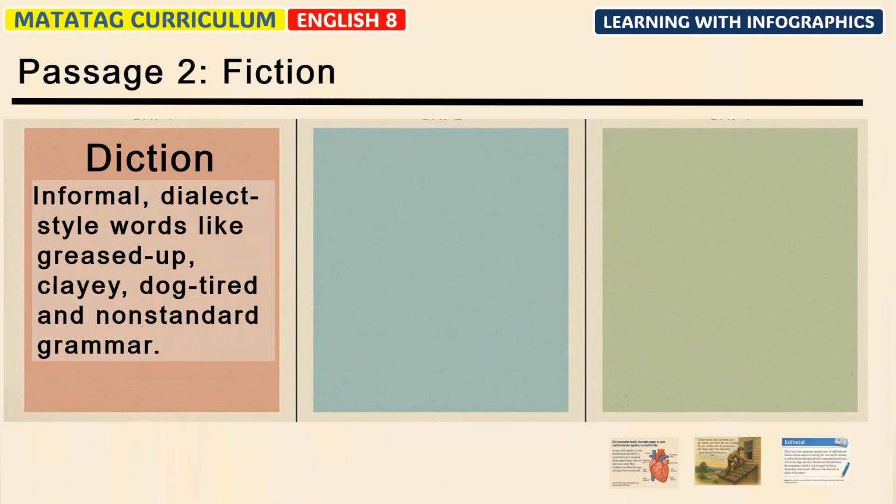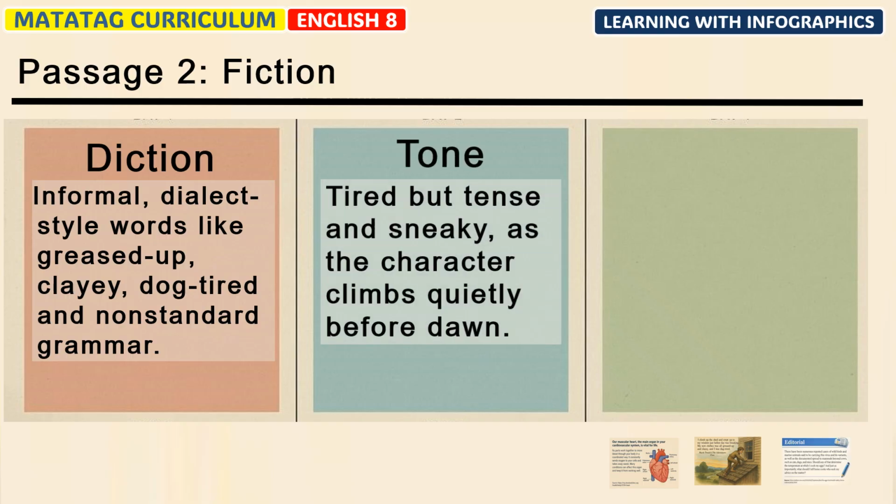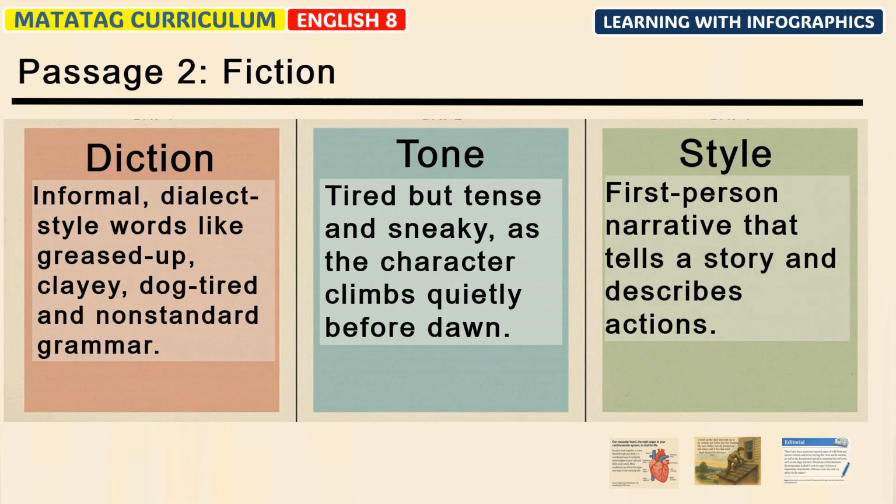In this passage, the diction is informal. There are dialect-style words like greased up, clayey, dog-tired, and non-standard grammar. The tone is tired but tense and sneaky as the character climbs quietly before dawn. And the style is in first-person narrative that tells a story and describes actions.